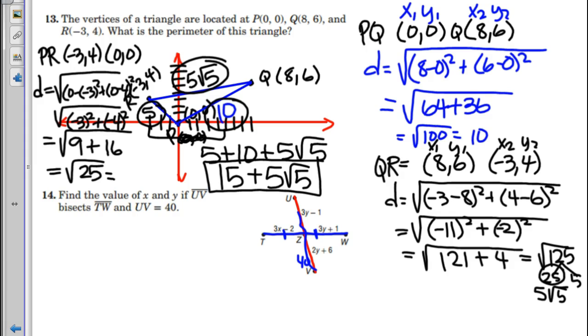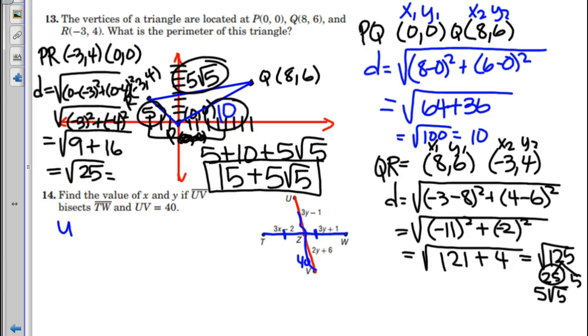Awesome. Okay, so I need X and Y. So how can I get that? Well, first of all, I know that TZ and ZW are equal to each other. So one of the things I could do is possibly set those equal to each other, but look at my variables. I have an X and I have a Y. That's really not going to help right now. However, look at UV. I know that 3y minus 1 and 2y plus 6, if I put those together, that actually gives me the length of UV.